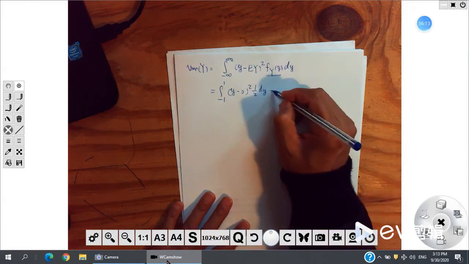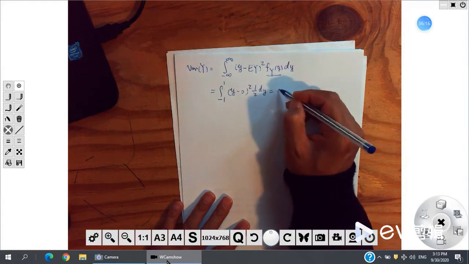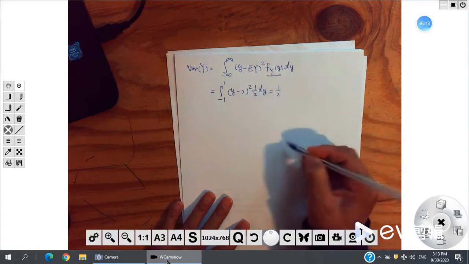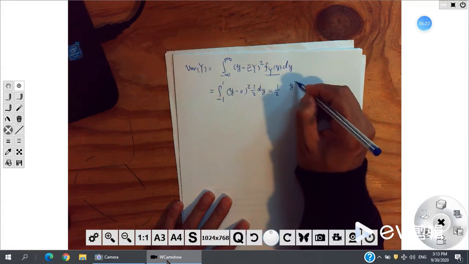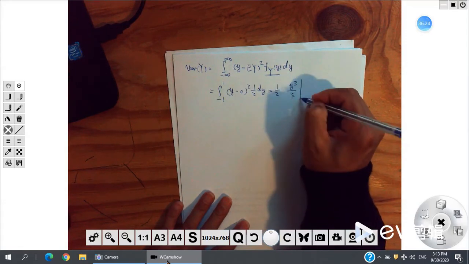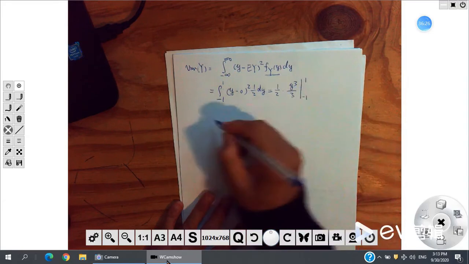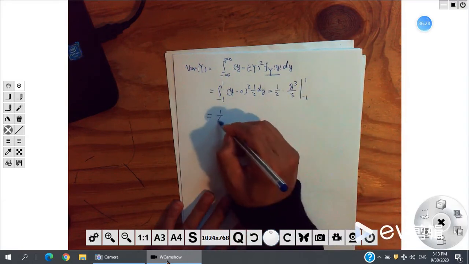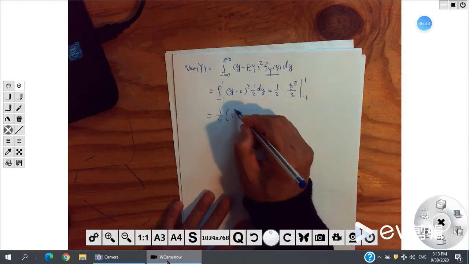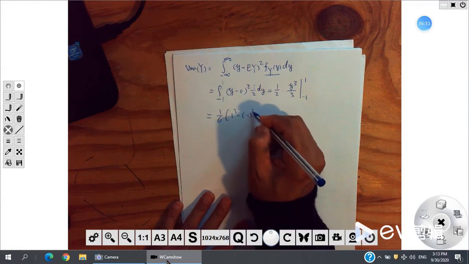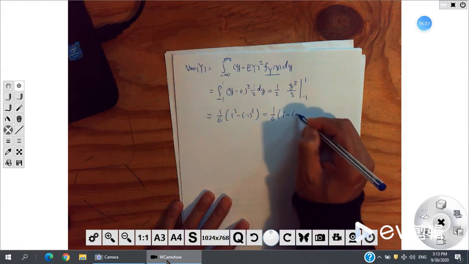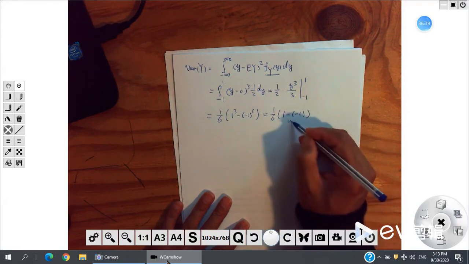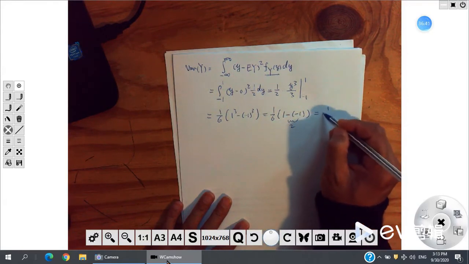So I move 1/2 to the front, and this is y squared. Take the integral, there will be y cubed over 3, and y will run from -1 to 1. So this is 1/6 times 1 cubed minus -1 cubed. It is 1/6 times 1 minus -1. So this is a 2, right? So I have 1 over 3.